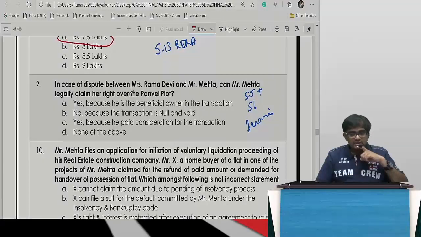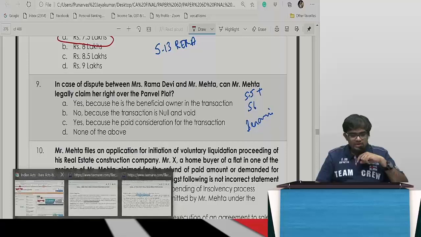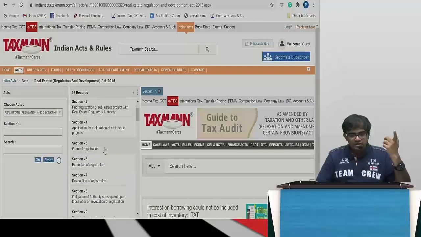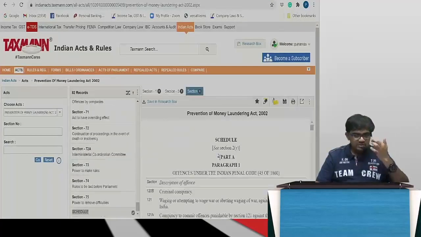Question 9. Case of dispute between Rama Devi and Mehta. Can Mr. Mehta legally claim her right over the property? So it's already in the name of Rama Devi. So can that be done? So this comes under Benami.